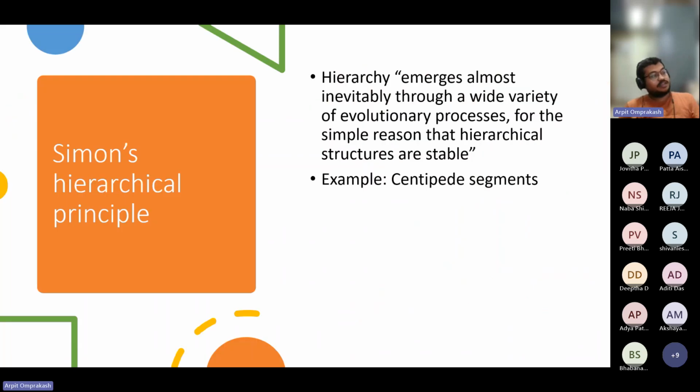So Simon gave this hierarchical principle where he said that hierarchy emerges almost inevitably through a wide variety of evolutionary processes for the simple reason that hierarchical structures are stable.